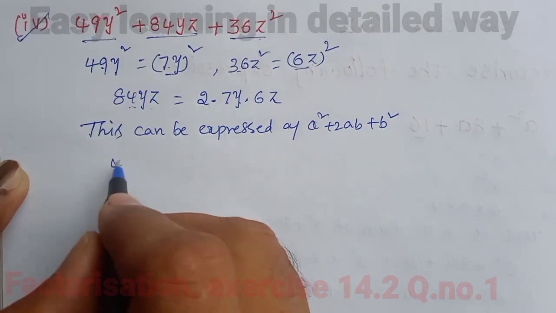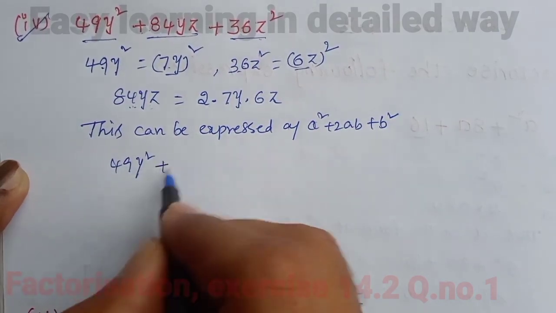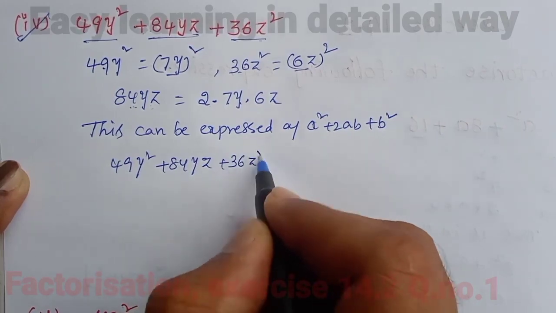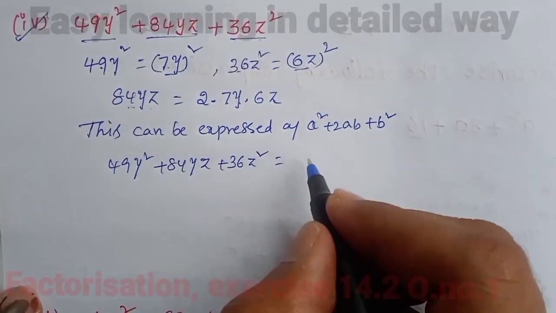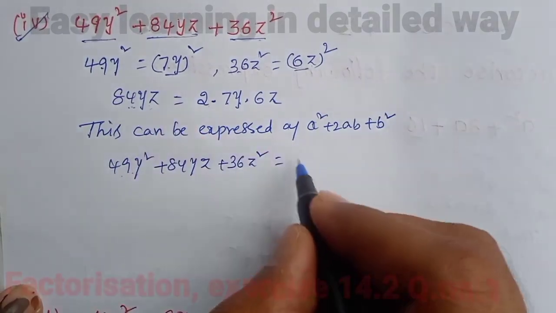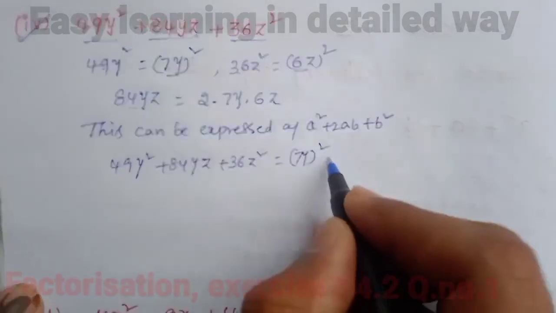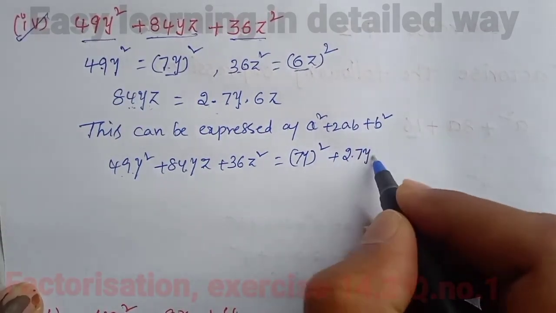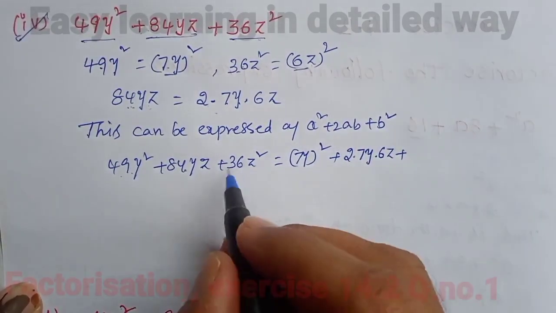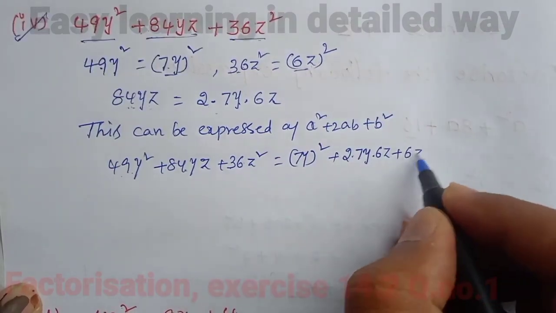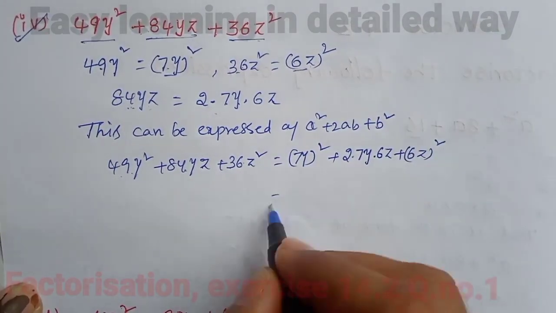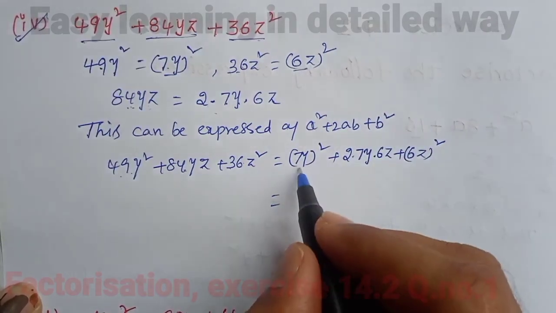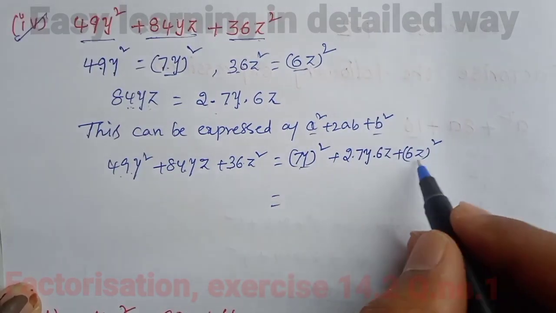See how 49y square plus 84yz plus 36z square is equal to, see, 49y square is 7y whole square, plus 84yz is 2 into 7y into 6z, plus 36z square is 6z whole square. So that is what this can be equal to a plus b whole square. So here a is 7y and b is 6z.